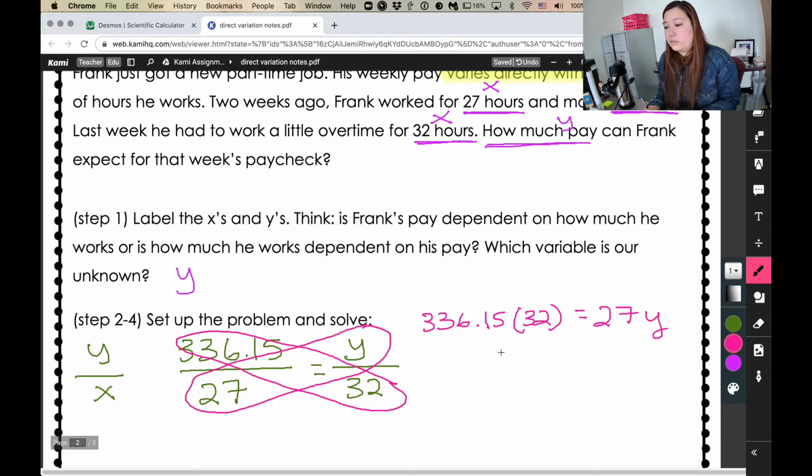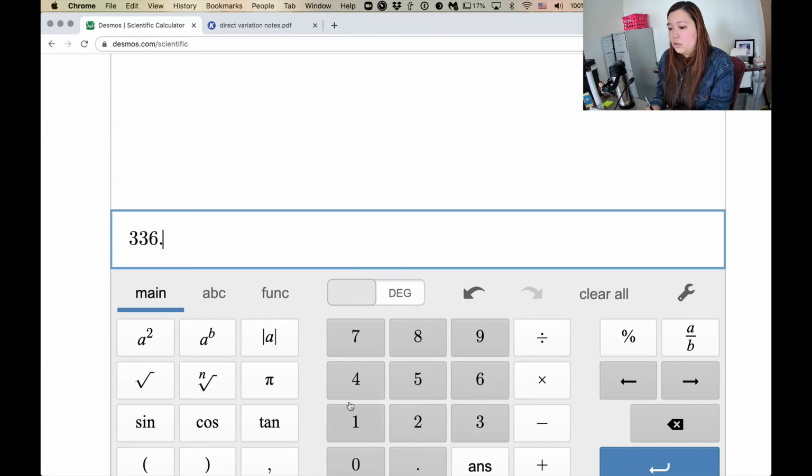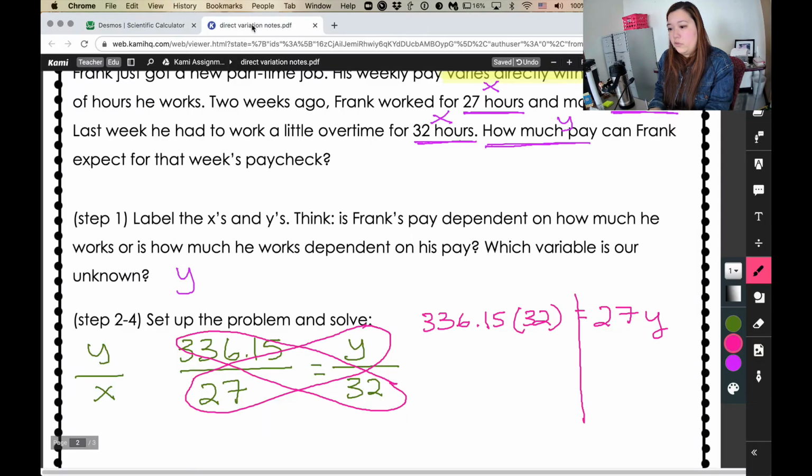Bam. Okay, so now we can go ahead and multiply these two out. They're on the same side. It just makes it easier. So when we multiply 336.15 times 32, we get 10,756.8. So we'll fill this out. 10,756.8. And then we didn't do anything on the right, so we can just leave that just the way it is, 27y. And that is it for step 3. We did our cross multiplication.